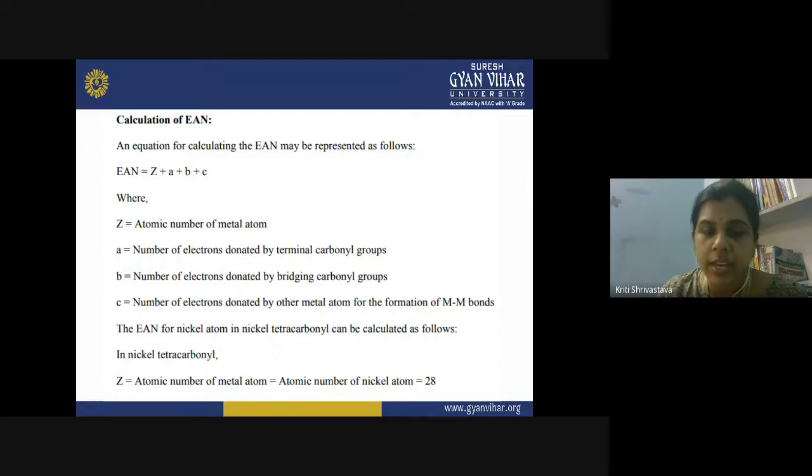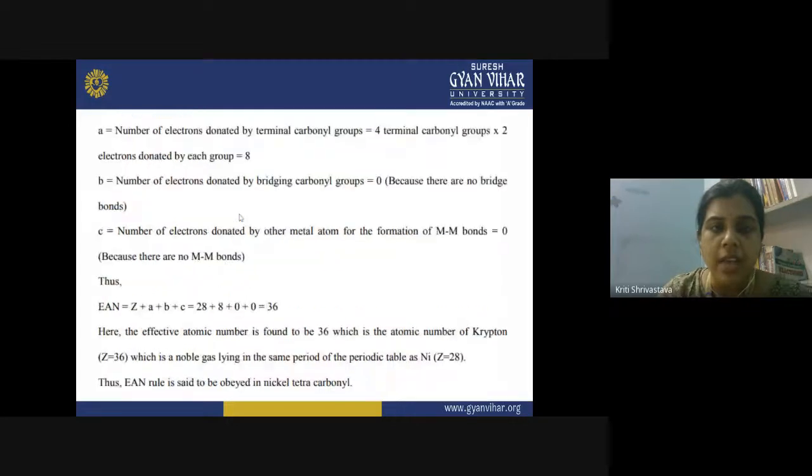Let us calculate the EAN for the nickel atom in nickel tetracarbonyl. What will be the procedure? First of all, you have to find out the values of Z, A, B, C, and then we will add them together to get the effective atomic number. In nickel tetracarbonyl, Z is the atomic number of the metal atom. So what is the atomic number of nickel? It is 28.